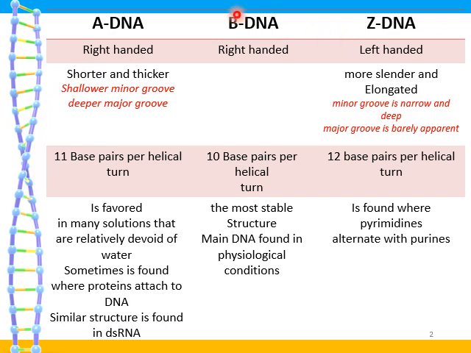Structurally, we have three different types of DNA. The one that is predominantly formed and found in the cell is B-DNA. As I mentioned, it is right-handed and contains 10 base pairs per helical turn, and it is the most stable structure of the DNA. It is the main DNA found in physiological conditions.